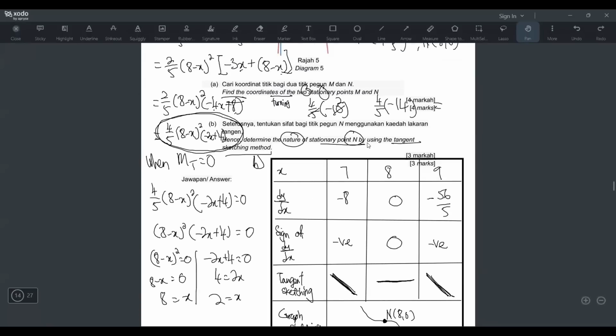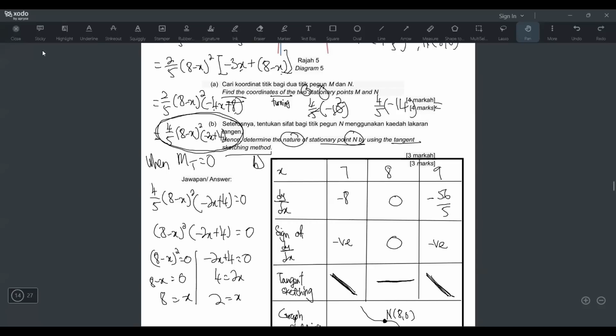Determine the nature of point N. So you need to know the nature of turning point. You need to know there's three types, right? It's either minimum point or maximum point or an inflection point, right? If you use the second derivative method, you just differentiate 2 times and then sub in the x coordinate inside. If you get positive, it's minimum. You get negative, it's maximum. If you get exactly 0, then it's inflection point. That one is kalau guna second derivative method.